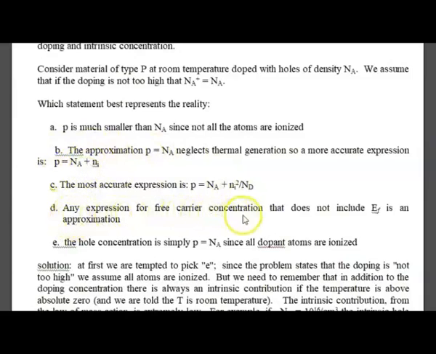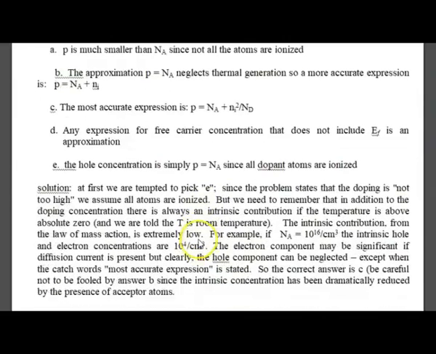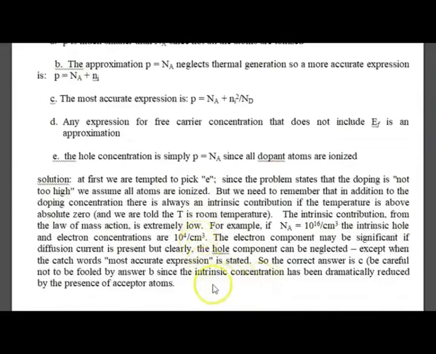D: Any expression for free carrier concentration that does not include the Fermi level is an approximation. I have no idea what that means. Since it's nonsense, we can eliminate it. That's an easy one to eliminate. E: The hole concentration is simply equal to Na, since all dopant atoms are ionized. Well, it's true that all dopant atoms are ionized, but the hole concentration is not equal to Na. There is also thermal generation. So it looks to me like the correct answer would be C.